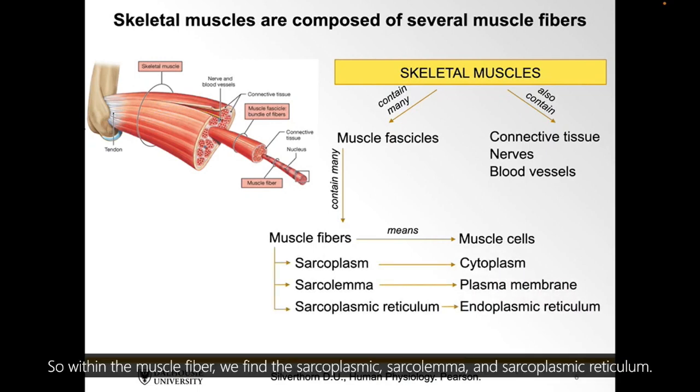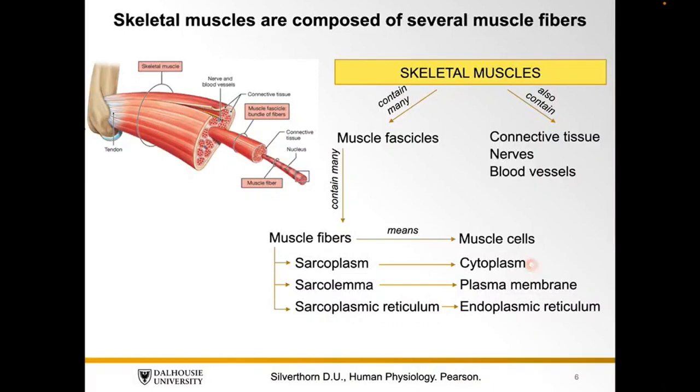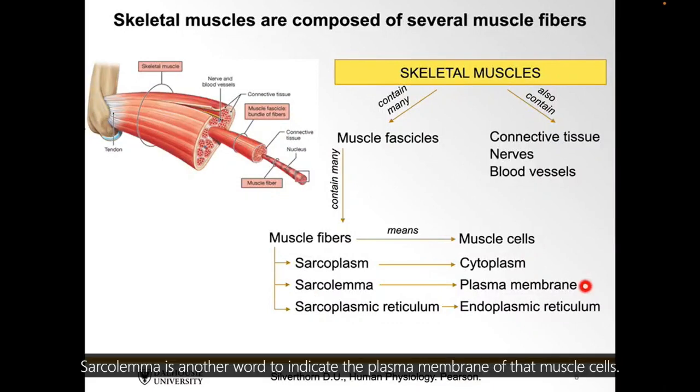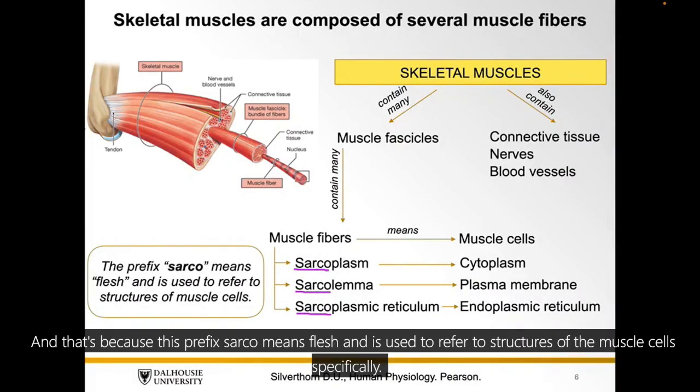So within the muscle fiber, we find sarcoplasm, sarcolemma, and sarcoplasmic reticulum. Now, we haven't encountered these specific words yet, but we've encountered the concepts. So as you can see here, sarcoplasm is just a different word to indicate cytoplasm. Sarcolemma is another word to indicate the plasma membrane of that muscle cell. And finally, the sarcoplasmic reticulum is another word for an endoplasmic reticulum. So you see that these three words all start with the same prefix, which is sarco. And that's because this prefix sarco means flesh and is used to refer to structures of the muscle cells specifically.